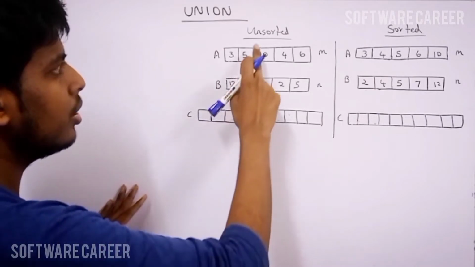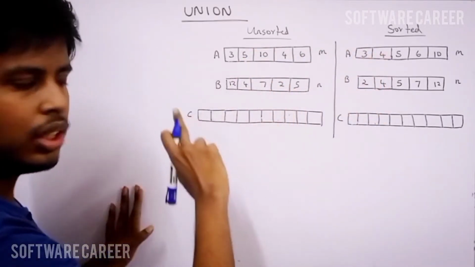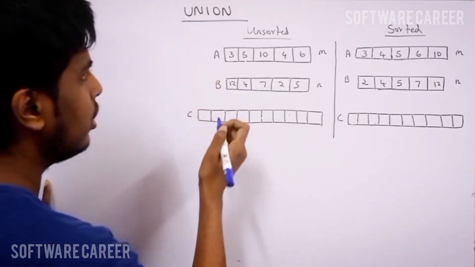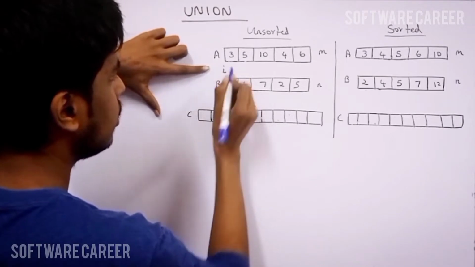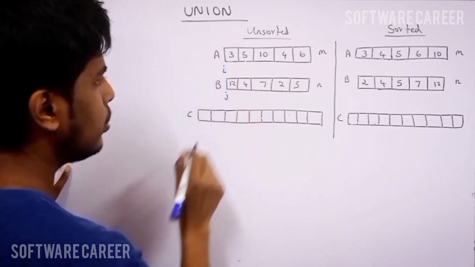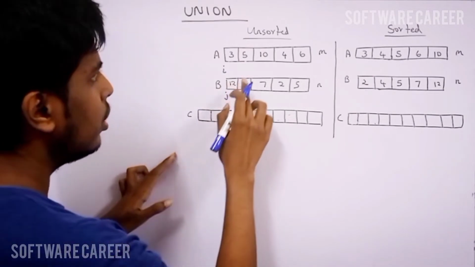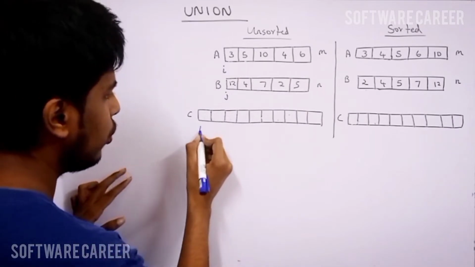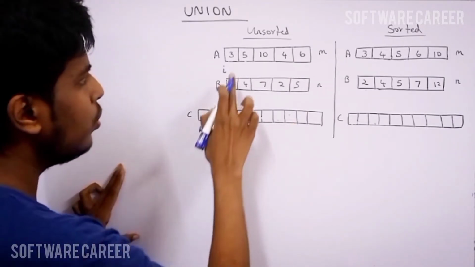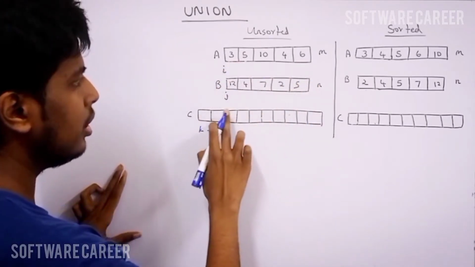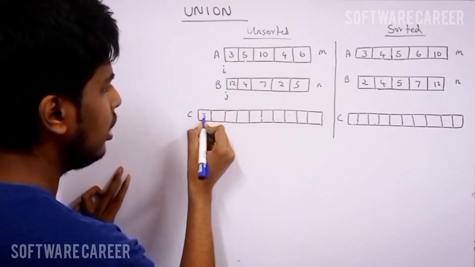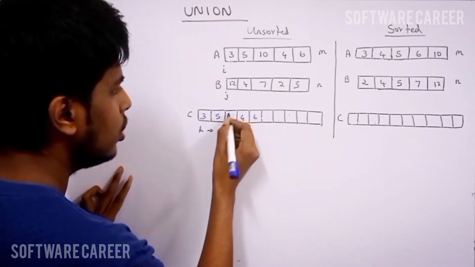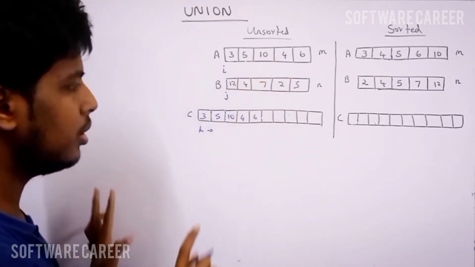Now let's see, there are two types, unsorted and sorted arrays. First let's solve the unsorted array. Let's see how this union operation works here. Now I is at this position, J is at this position. First thing, you should copy all the elements present in A to C. K is for traveling in this C. So I am writing 3, 5, 10, then 4, then 6. So I copied all the elements present in A into C.